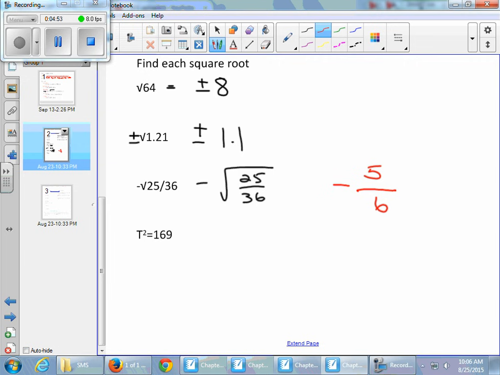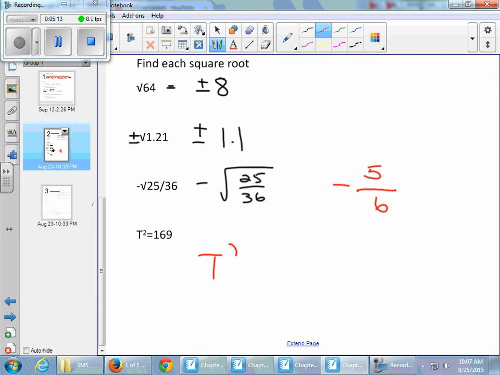And the last one, we have t squared equals 169. We are solving for t by itself, so we have to get rid of this 2. In order to get rid of the 2, you have to do the opposite. That's squaring. The opposite of squaring is taking the square root. So what will we do?